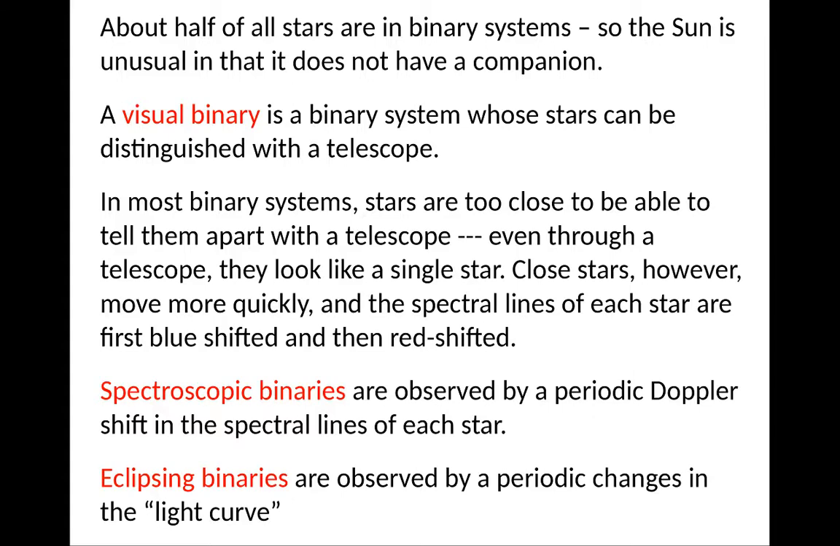So a visual binary is a binary system whose stars can be distinguished with a telescope. But in many binary systems, stars are too close to be even told apart with a telescope. So even through a telescope, it looks like a single star. Close stars, however, move much more quickly, right, because of Kepler's laws. And so the spectral line of each star will be blue shifted and then red shifted on a periodic basis. So spectroscopic binaries are observed by looking for a periodic Doppler shift in the spectral line of each star. And so you can also tell if stars are spectroscopic by looking at how the line shifts, or eclipsing if the star changes in brightness on a periodic basis.